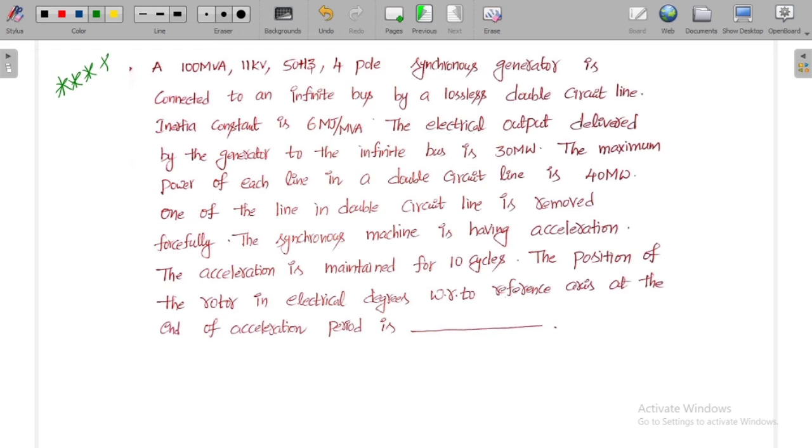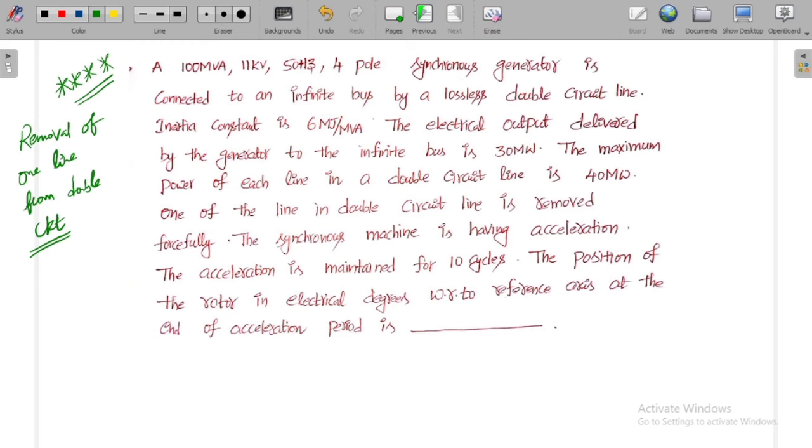Now see the question. Please go through the question along with me. A 100 MVA, 11 kilovolt. This problem is basically related to the sudden removal of a line from a double circuit configuration, as we have studied the electrical disturbance in this video. So the question is: a 100 MVA, 11 kilovolt, 50 hertz, 4 pole synchronous generator is connected to an infinite bus by a lossless double circuit line.